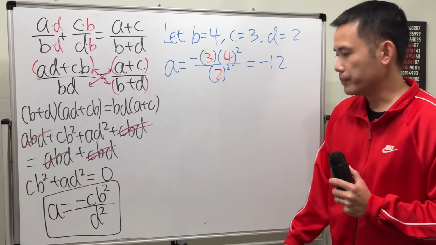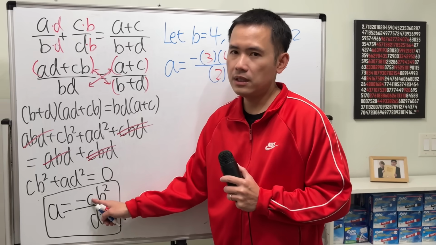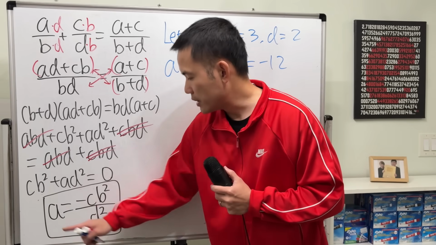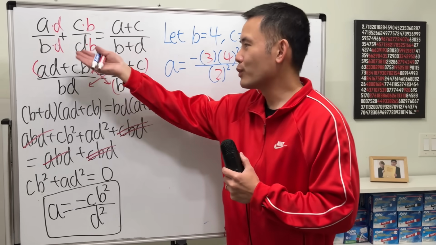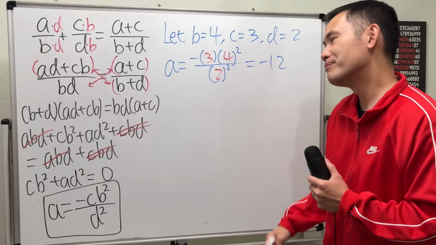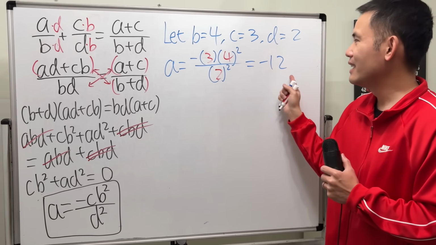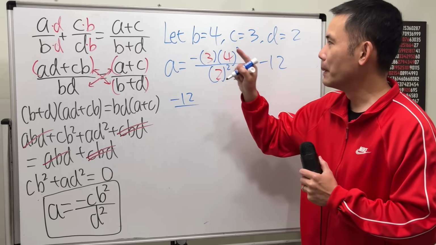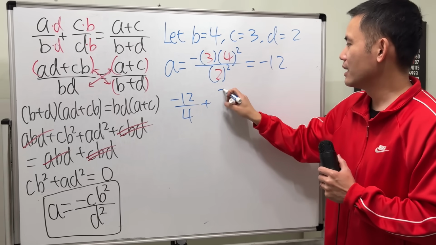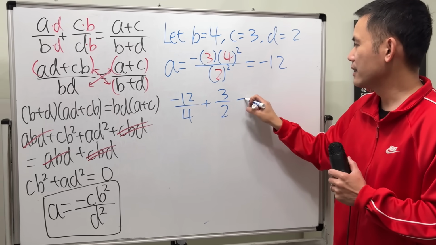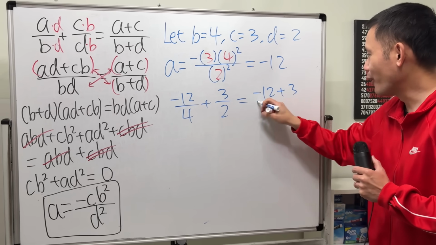Unfortunately, no matter what you do, because b squared and d squared is always positive, if you pick c to be a positive number, then a will be negative. But if you pick c negative, then a is positive. No matter what you do, it's actually like a subtraction. But anyways though, let's work this out. Put this back there. A is negative 12 over b, which is 4, plus c is 3 over d, which is 2. And that should be equal to, you just add the tops together, which is negative 12 plus 3 over 4 plus 2.